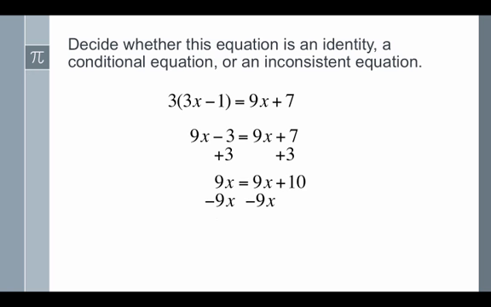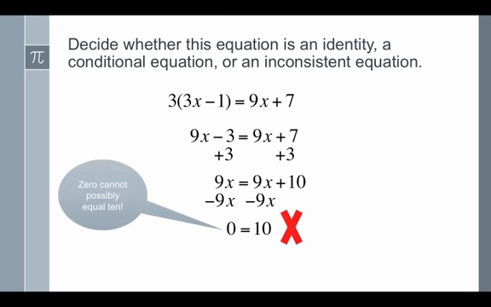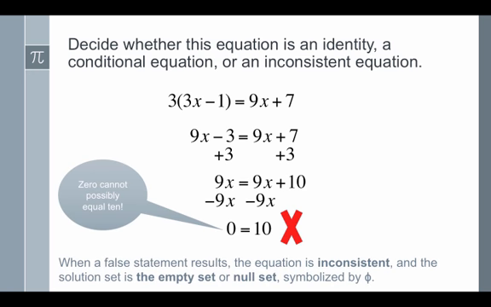Let's take it a step further and subtract 9x from each side. All right, and what does that give us? 0 equals 10. Does 0 equal 10? Absolutely not. All right, and again, think of it as money. Having $10, does that mean you're broke? Absolutely not. And so this is ridiculous. This is impossible. 0 cannot equal 10. And so we have a false statement, which means we have an inconsistent equation, and our solution set is the null set or empty set.